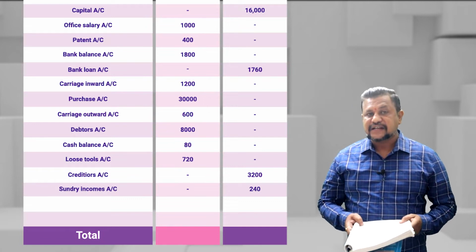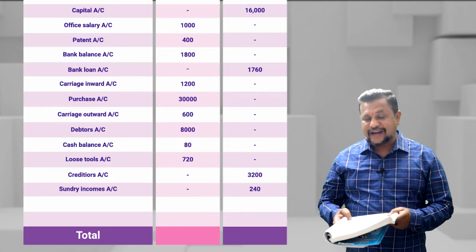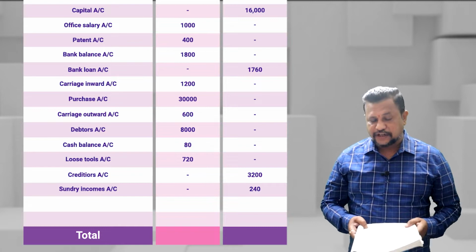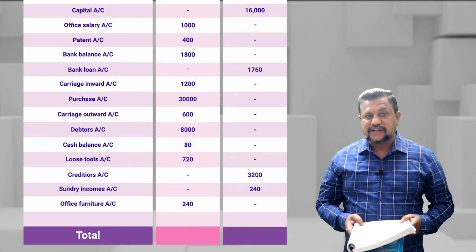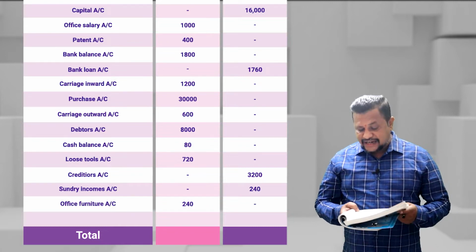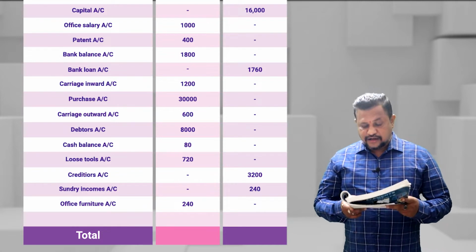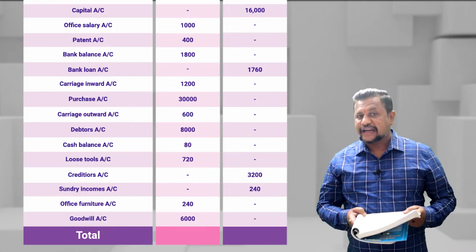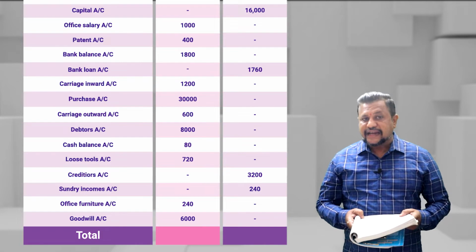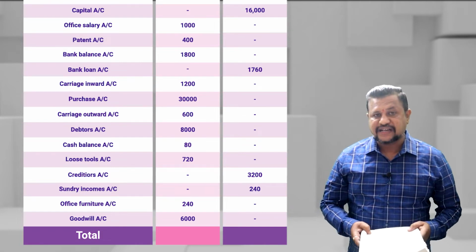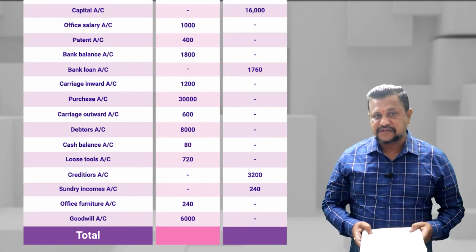Sundry incomes, credit side 240. Office furniture is a non-current asset, debit side 240. And goodwill, again it is an intangible asset, debit side 6000.